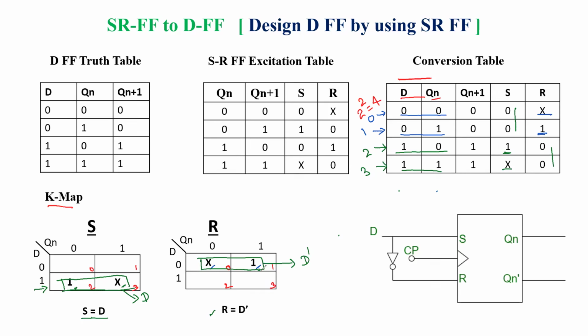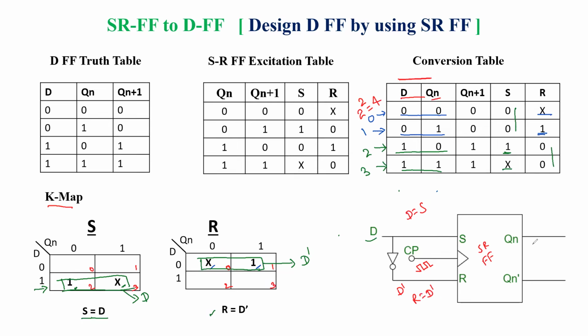Now we have S equal to D and R equal to D dash. That's why D is given directly to the S input of the SR flip-flop. This is our SR flip-flop, and this one is the clock pulse. We are considering a positive edge trigger clock pulse, that's why the bubble is not here. So D is given directly to S, since we have S equal to D from the K-map, and the complement of D is given to R, since we got R equal to D dash.